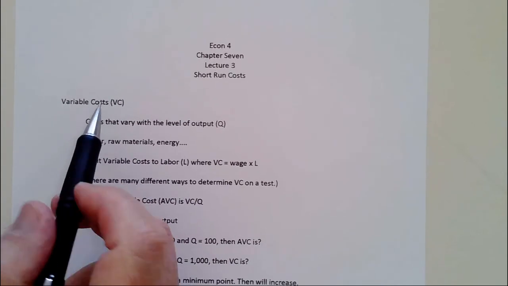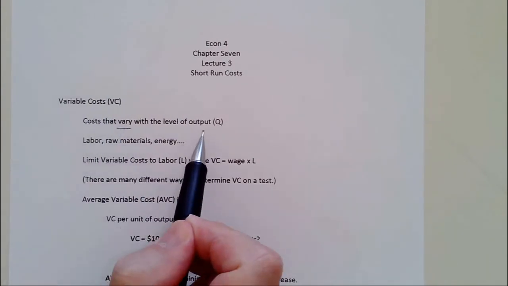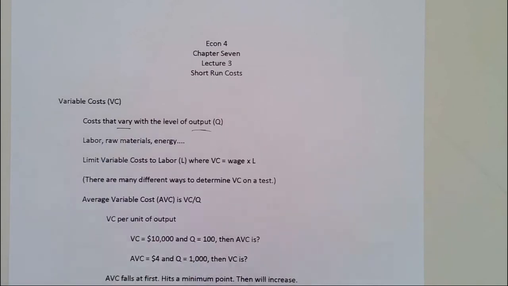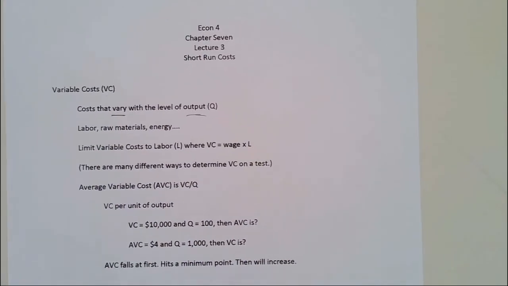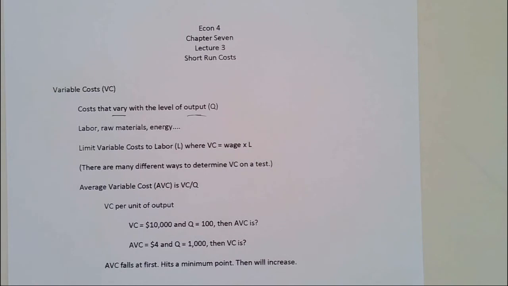So variable cost, use VC for that, and these are the costs that vary with the level of output, which is why it's called variable cost. In the real world, this would be labor, raw materials, energy. So if you run a restaurant, this would be staffing cost, cost of your food, produce, meat, beer, wine, the cost of using energy, utilities, gas, electricity, water usage. All that represents our variable cost.